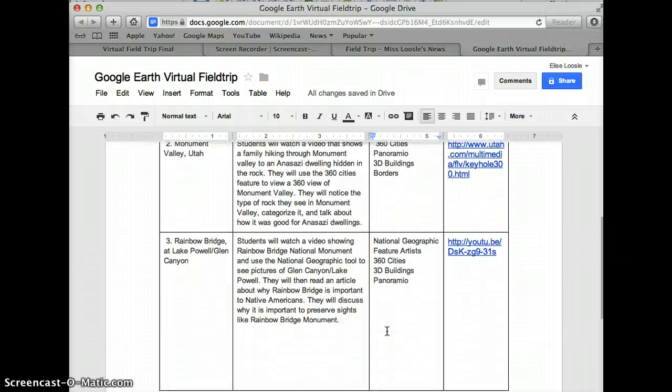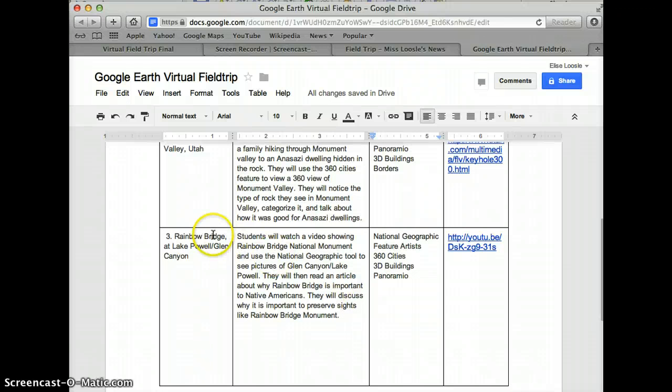And then in Lake Powell, I used the National Geographic Feature Articles layer, which helped us find that magazine article, as well as 360 cities, 3D buildings, and Panoramio.